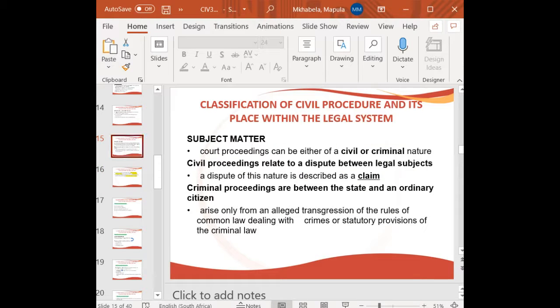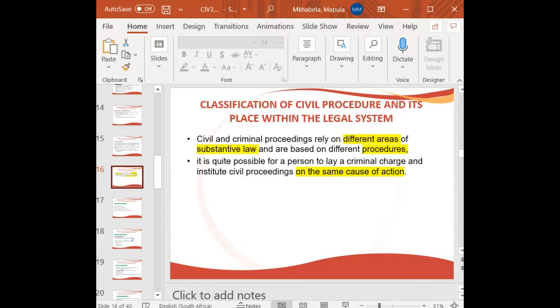However, criminal proceedings are between the state and an ordinary citizen. The state acts through a prosecutor in the magistrate's court or the state advocate in the high court on behalf of a citizen against whom the alleged criminal offense has been committed, which is the complainant. Criminal proceedings, therefore, arise only from an alleged transgression of the rules of common law dealing with crimes or statutory provisions of the criminal law.